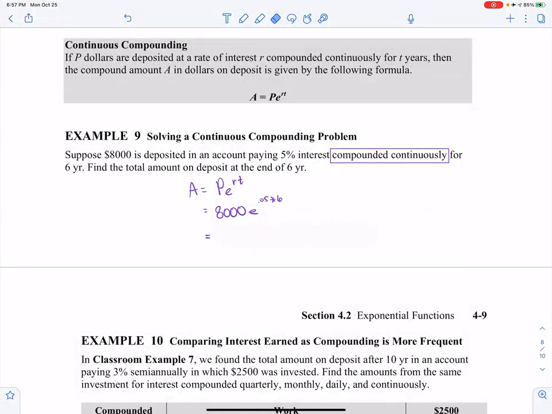So 8,000 is our starting amount. e is our number, and so we're going to use our calculator here in just a moment. r is 0.05. Don't forget to write it as a decimal. And then times our time. So use your calculator then, and you're going to use that e button. You're going to raise that e button to the 0.05 times 6 power.